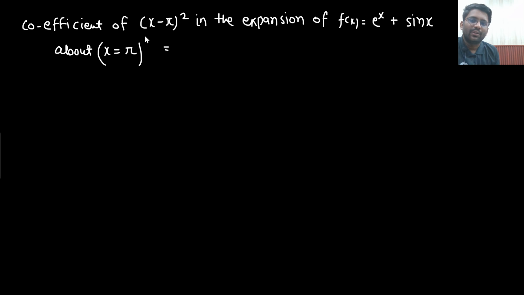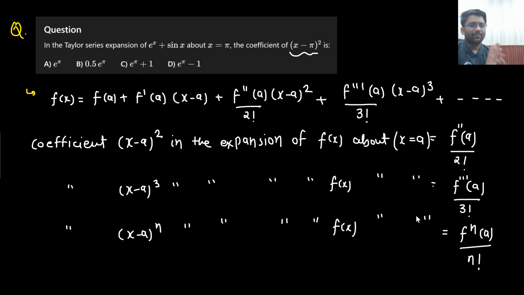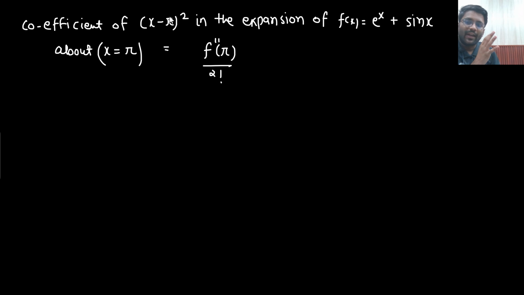So what you will do, you will only look here, sir, (x minus pi) whole square is there, no, so f of pi, then do the differentiation twice divided by 2 factorial. That's it. So is the concept clear? What we are supposed to find out, (x minus a) whole cube, then I will only look at here, f of a, do the differentiation 3 times divided by 3 factorial, f of pi, do the differentiation 2 times divided by 2 factorial.